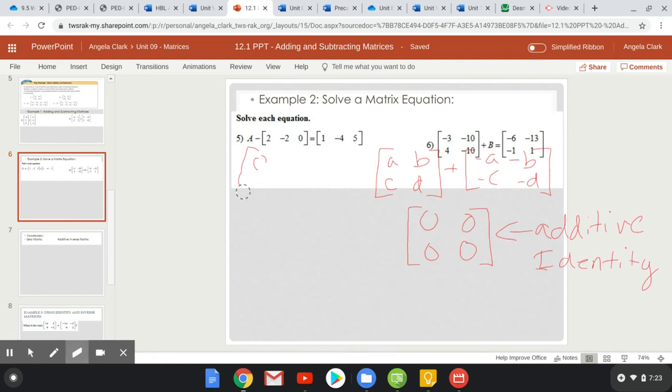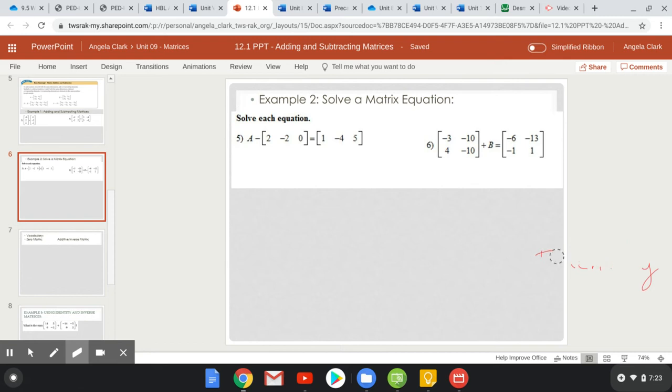So if I want to solve a matrix equation, these are simple matrix equations. Basically, they work just like a linear equation. If I add the same thing to both sides or subtract the same thing from both sides, I haven't changed anything. I'm allowed to do that, just like with regular equations. So here I have an unknown matrix minus this matrix equals this matrix. So to get rid of this matrix, I can add it to both sides, just like we would normally do.